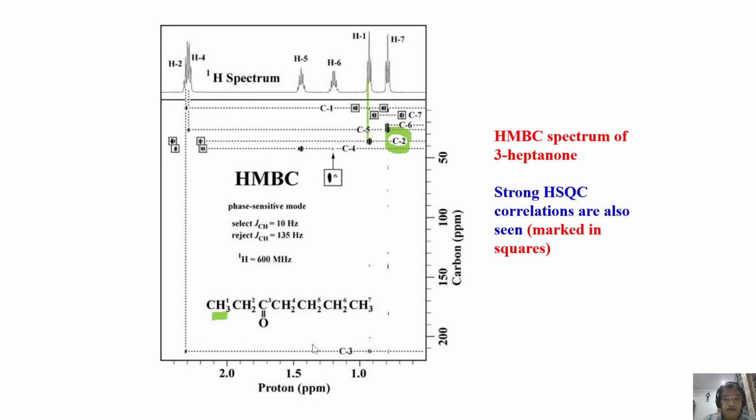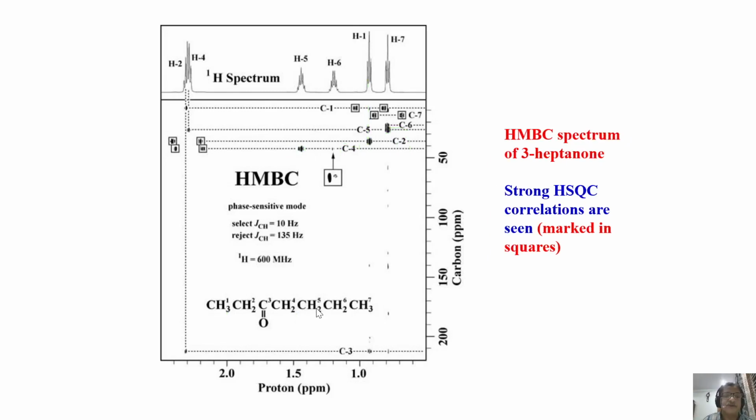Now look at carbon 4. It has a correlation to 5. Long range correlation, it can correlate only to this proton. So like this, the HMBC spectrum gives you correlations to protons which are 2 bonds or 3 bonds away.